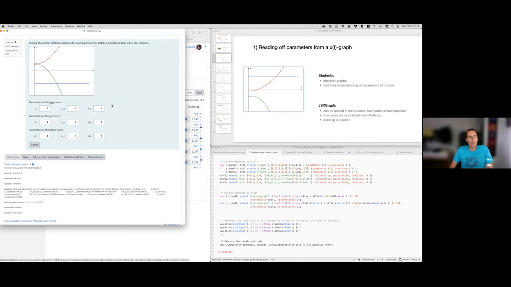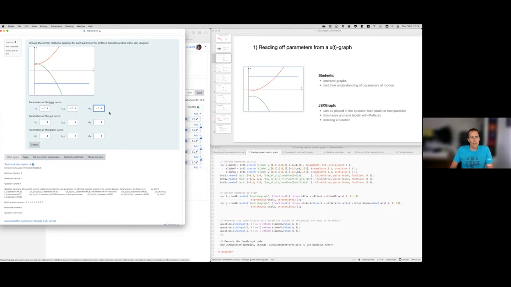They are supposed to interpret position versus time graphs and assign relational operators to the parameters. So here, for example, for the blue curve, they see that this body obviously rested and the starting position is below zero. The velocity is zero and the velocity doesn't change, so the acceleration is also zero.